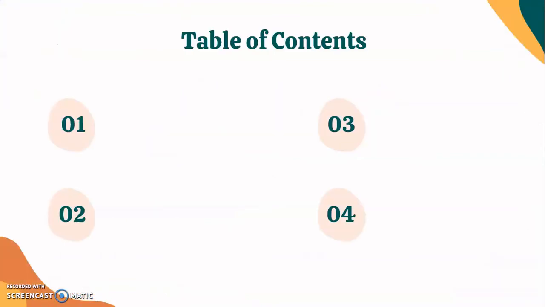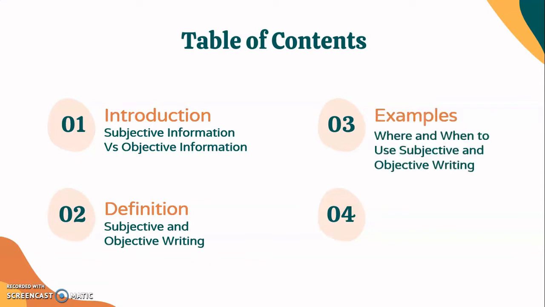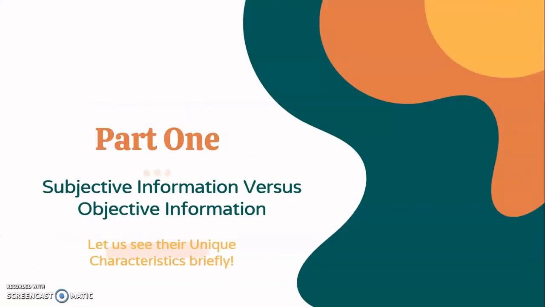So in this lesson we are going to have four sessions or parts. In the first part we are going to see subjective information versus objective information, and then we're going to move to defining subjective writing and objective writing, and thirdly we are going to see some examples, and we are going to illustrate where and when to use subjective writing and objective writing, and lastly we are going to compare both of them. We're going to see distinguishing features of the two writing styles. So let's start with the first part, subjective information versus objective information.